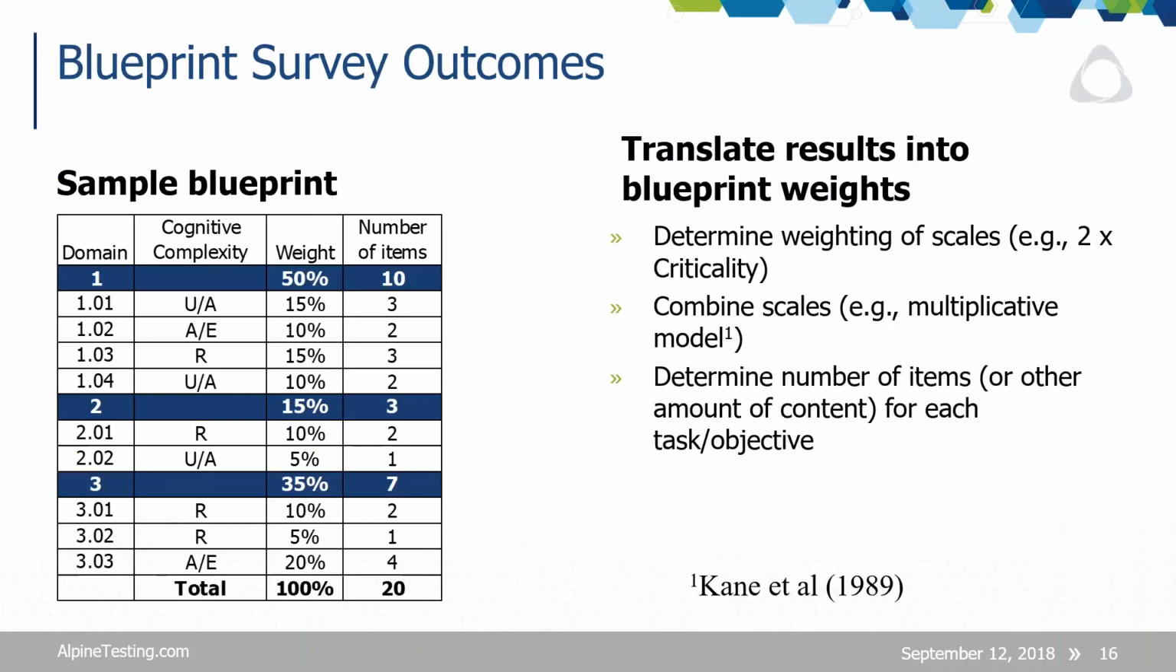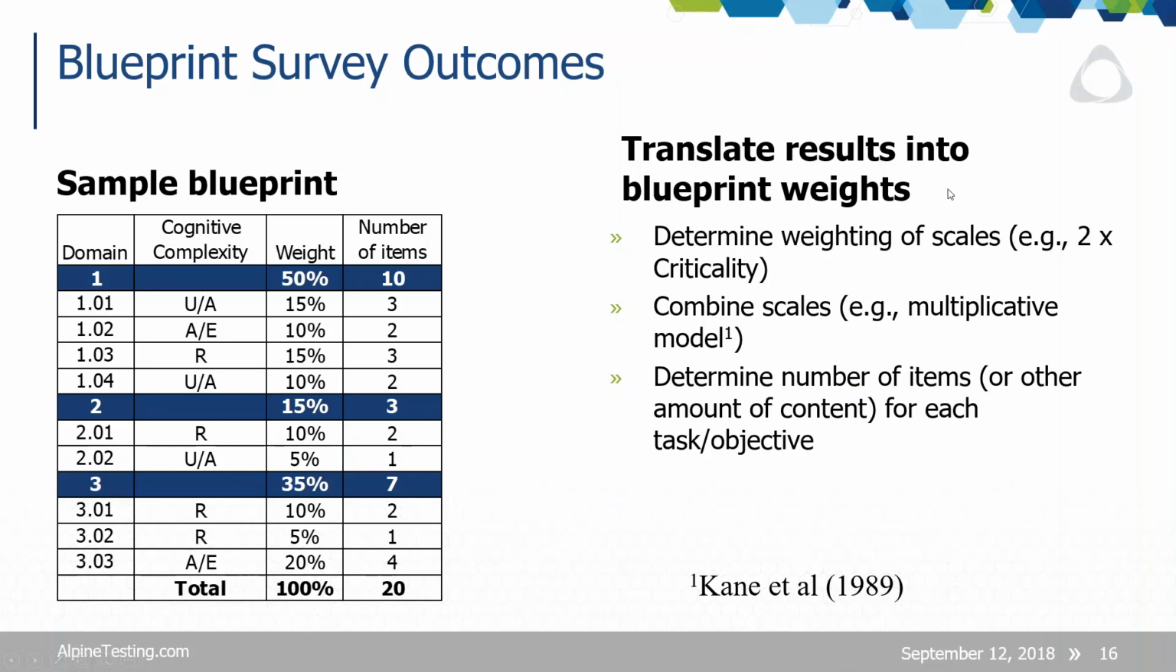This is an example of just a very small, straightforward blueprint. If you've not seen one before, we typically have domains. These are just high-level sections. We talked about the subject matter experts will define those tasks, and then they'll categorize those into groups here. This is a survey that would have been done at the objective or task level. Each of these numbers represents a task or objective. The cognitive complexity levels for each of these, and then those weights that were generated from survey analysis. And this is an example of one for a 20-item test.